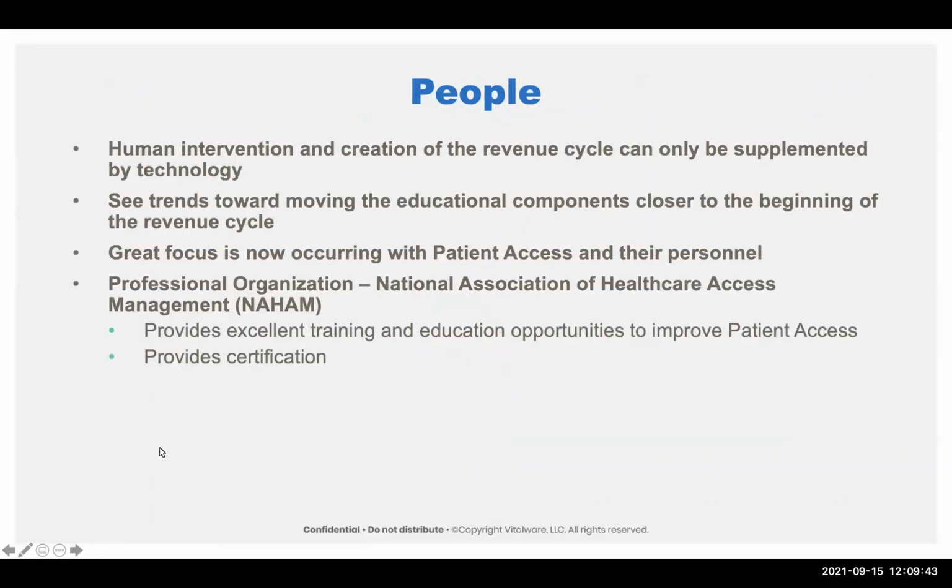So when talking about the first link, we have human intervention and creation of the revenue cycle. It can only be supplemented by technology. So you do not want to drive your revenue cycle around the technology. You're not going to create your revenue cycle to make the technology work. You need to make the technology work for the revenue cycle.